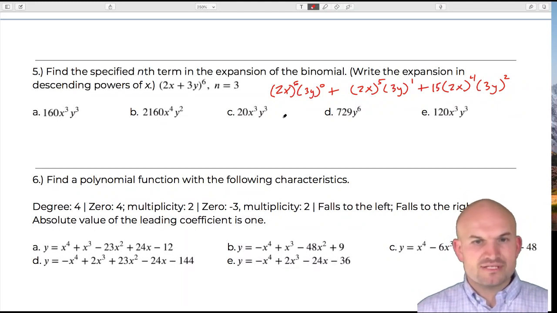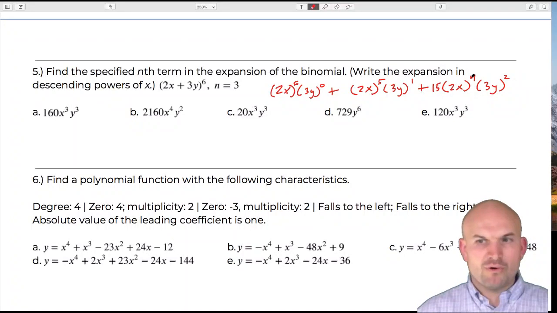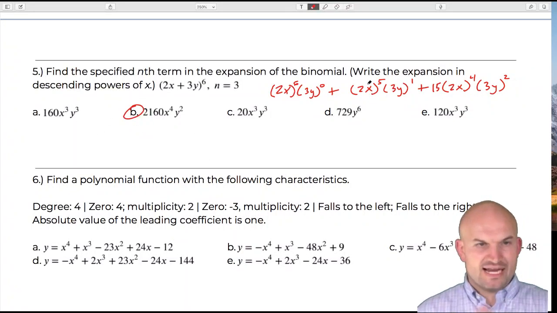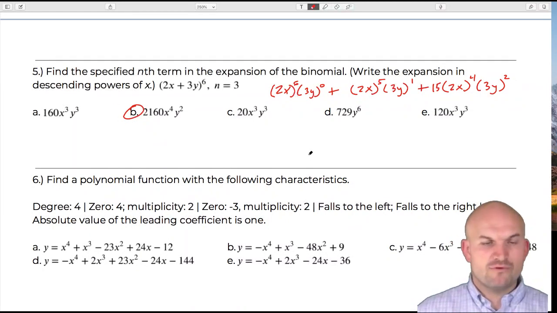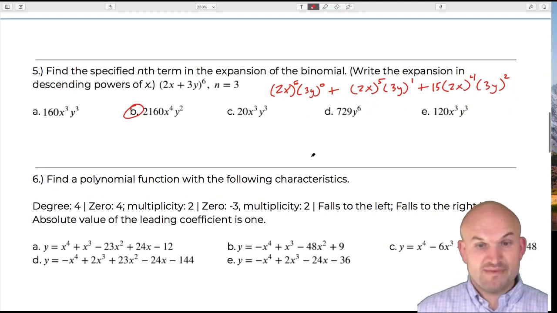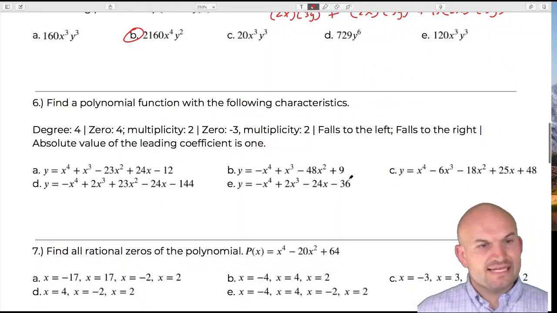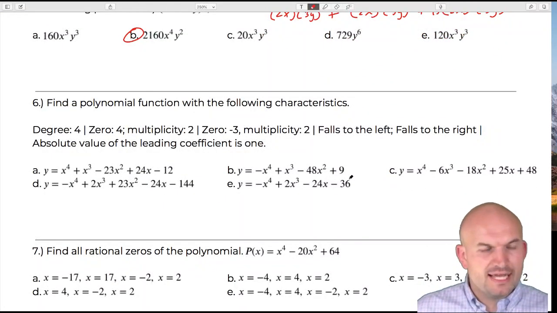Because look at the powers. The only example that has a power of 4 and a power of 2 is b. So therefore, just by understanding the powers of my binomial expansion, I can figure out what my correct answer would be, which is b.